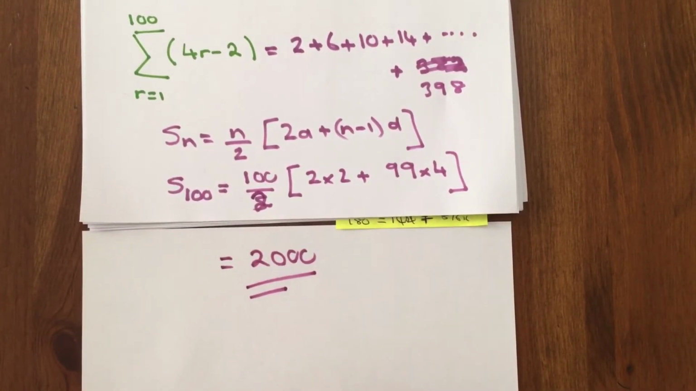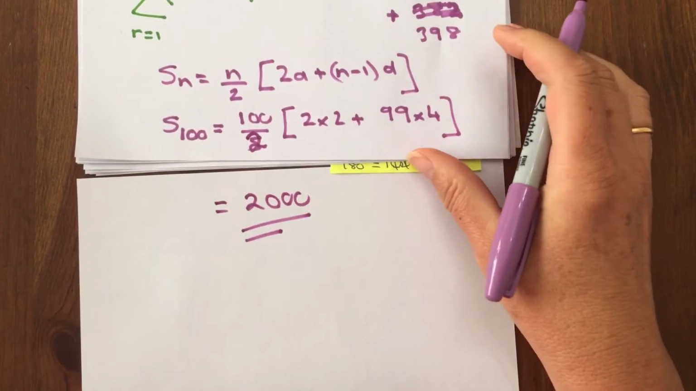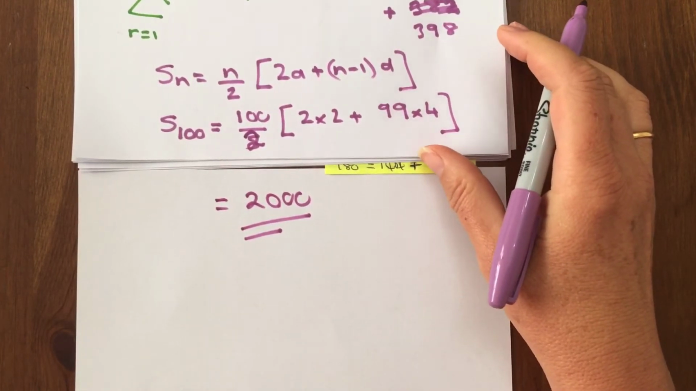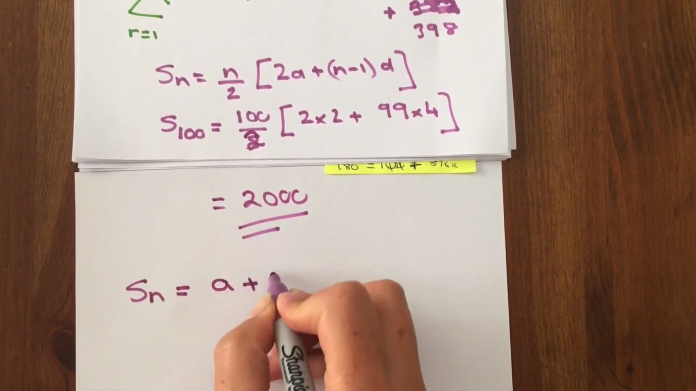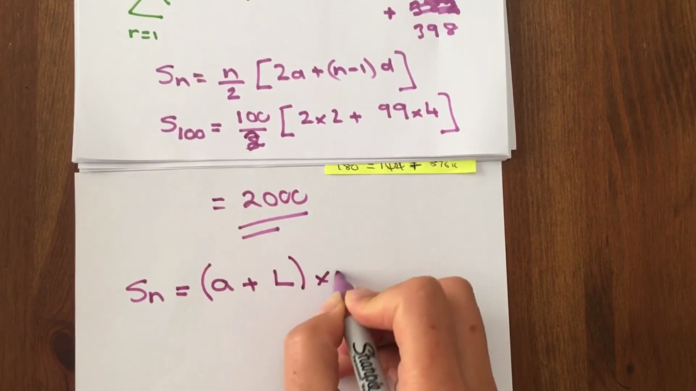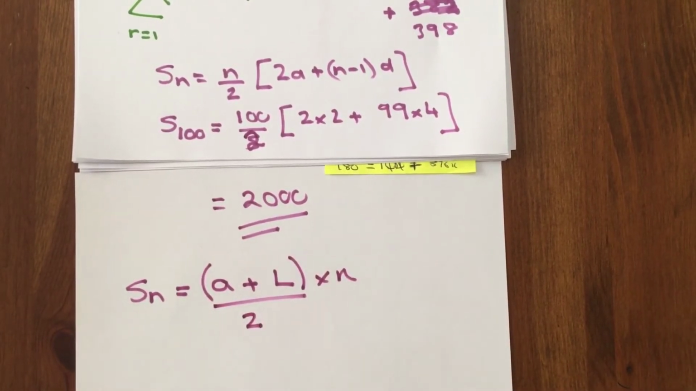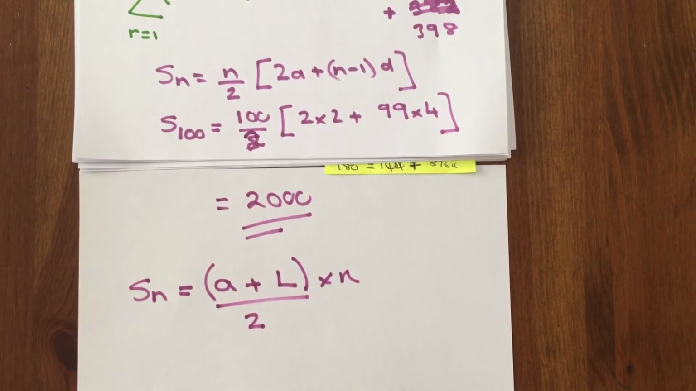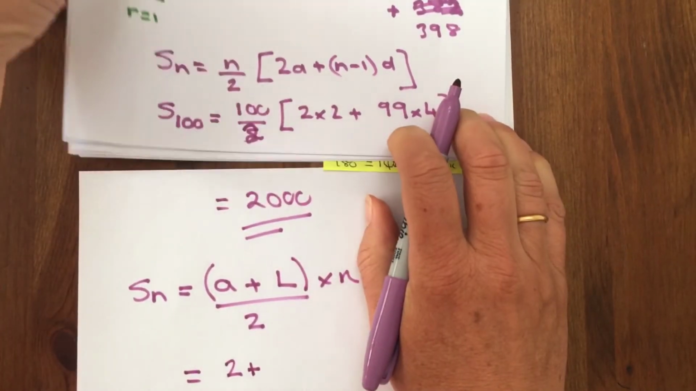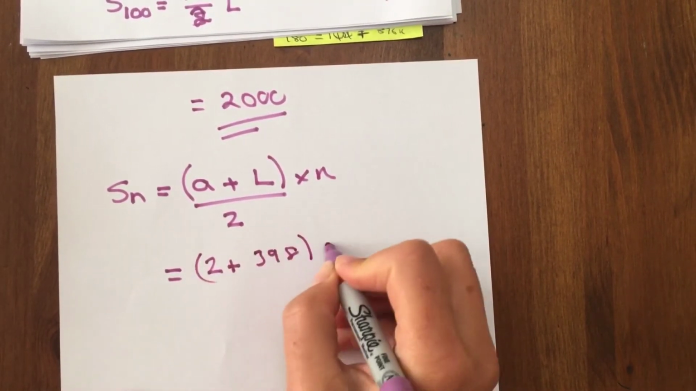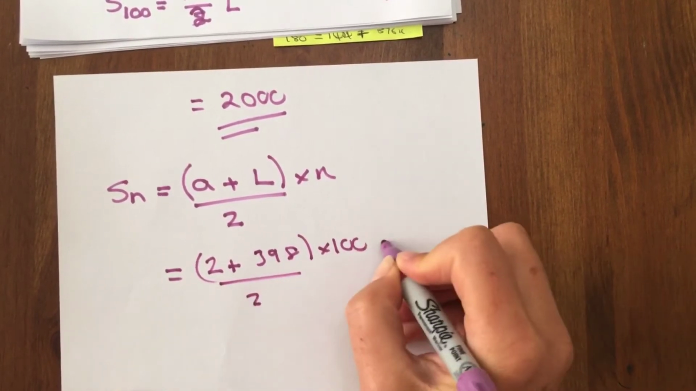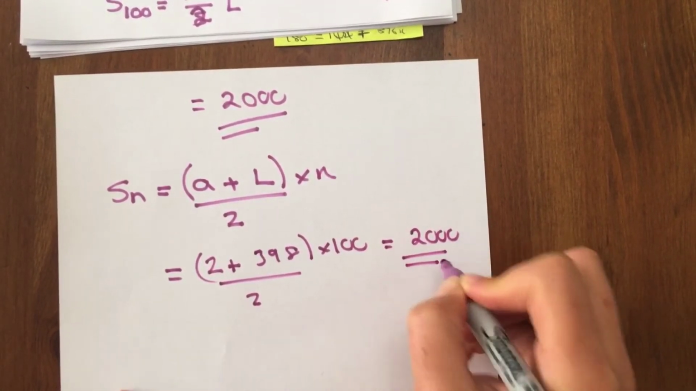Okay, now there is another formula for the sum to n terms, which I actually missed out when I went through 3B. If you're given the first term and the last term, then this is the formula for the sum to n terms. So write that in your books please, you need to know that. So here I've got the first term is 2. I know my last term is 398. I know I've got 100 terms and I'm dividing by 2. And if you put all of that in, you will get the same answer.